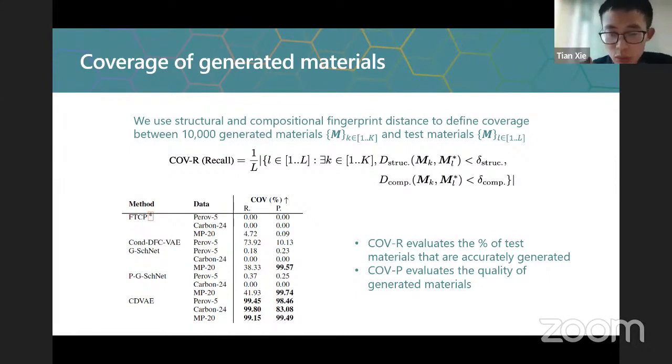So using these two metrics and a specific cutoff, obviously we tried many different cutoffs, we found that our model is the only model that is close to 100% coverage. And this is significantly better than all the other models in the quality of generation.